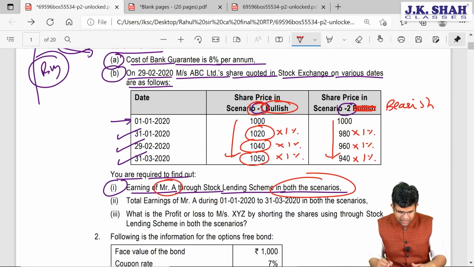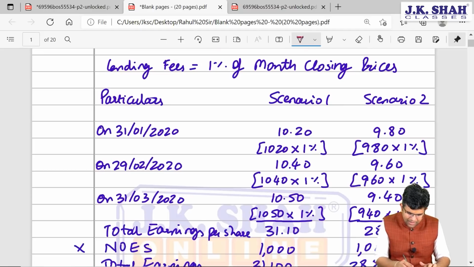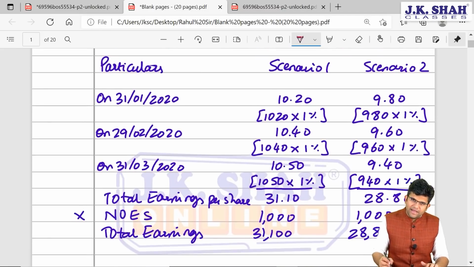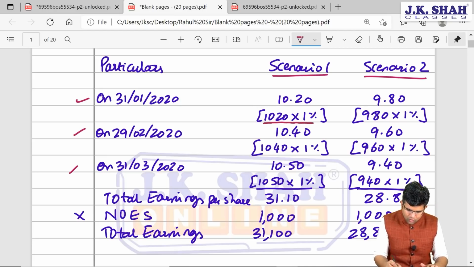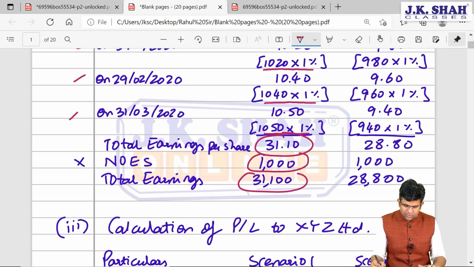Children, can we start? I'll show you the solution here. Calculation of total earnings through stock lending schemes for Mr. A. Lending fees are 1% of month closing prices. Then there are scenarios given to you, scenario 1 and scenario 2. These are your 3 months. For scenario 1, 1020 into 1%, 1040 into 1% and 1050 into 1% will give you a total earnings per share of 31.1. You multiply by 1000 shares. Total earnings come to 31,100.